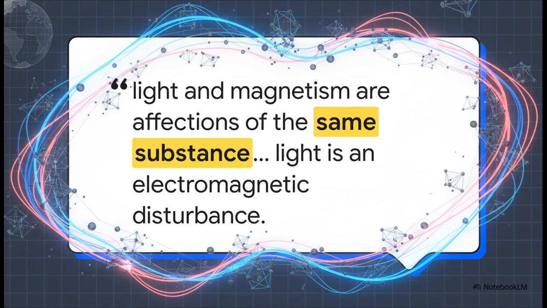I mean, listen to his own words. Light and magnetism are affections of the same substance, and that light is an electromagnetic disturbance. In that moment, he had discovered the true nature of light itself.